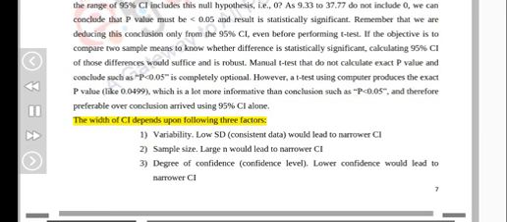The width of CI depends upon the following three factors. 1. Variability. Low SD, consistent data would lead to narrower CI. 2. Sample size. Large N would lead to narrower CI. 3. Degree of confidence level. Lower confidence would lead to narrower CI.